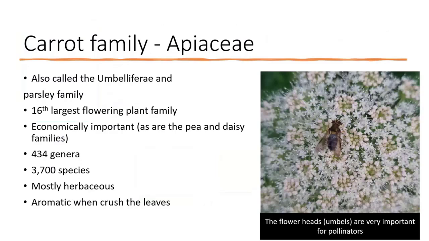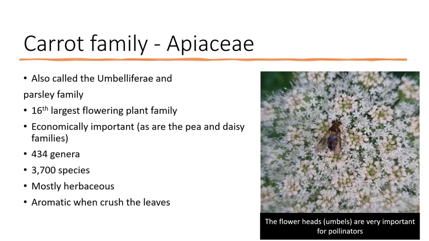So the carrot family, quite a big family. There seems to be a concentration on the big families. So we've got the daisies, the pea family, and now the carrot family. So 3,500, 4,000 species, something like that. We only need to know a few species for the ACRES scoring system.